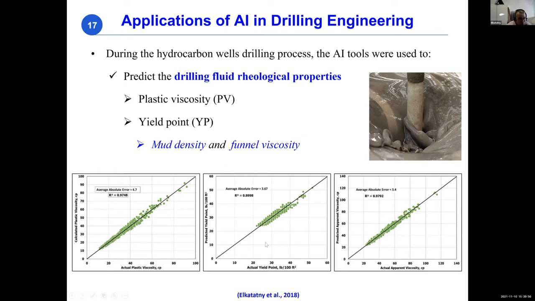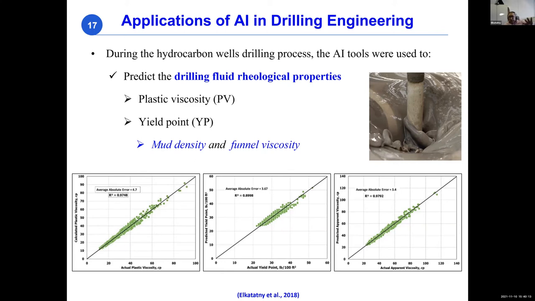As you can see here, for a specific drilling fluid type, we were able to predict the plastic viscosity with a very high accuracy, where the coefficient of determination was greater than 97%.